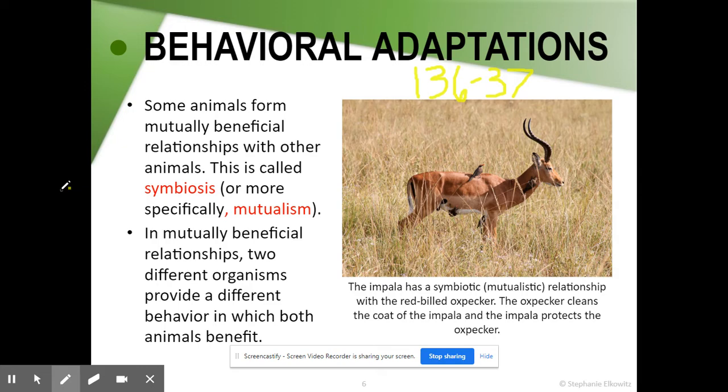Number 9, try this challenge. Think about the interaction between bees and apple trees. How is this an example of symbiosis?